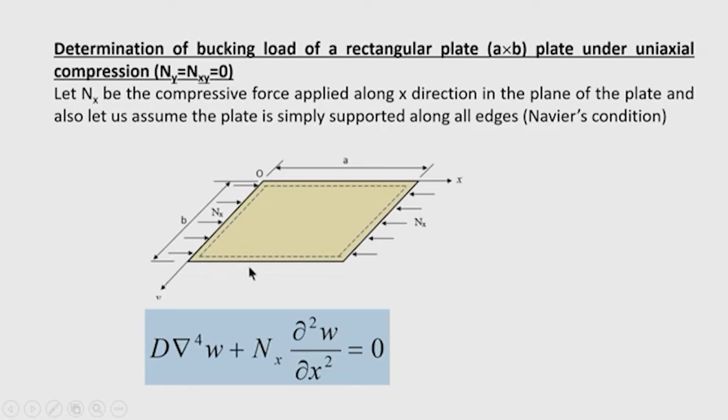So, the differential equation of the plate now becomes D del 4 w plus N x del square w by del x square equal to 0. Now, N x is a uniform compression along the edge, and you can see this is taken as a constant. It is not a function of the space variables x and y. Therefore, this differential equation is a partial differential equation of 4th order with a constant coefficient.